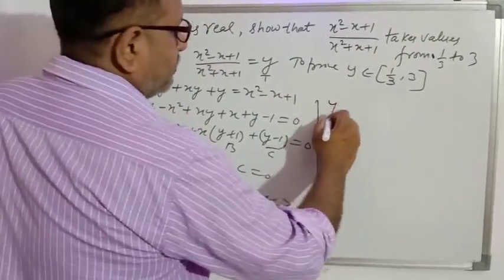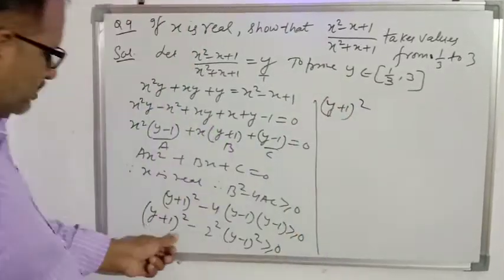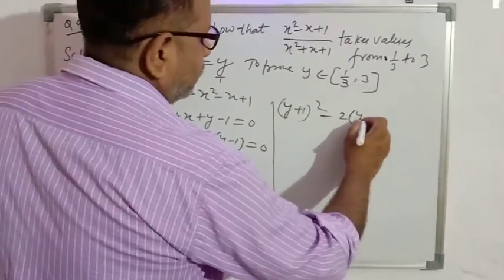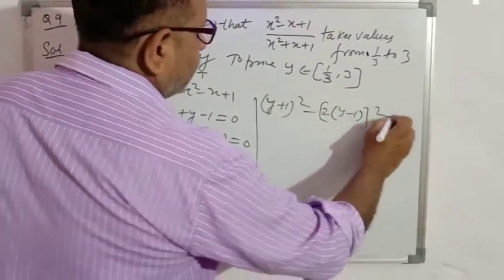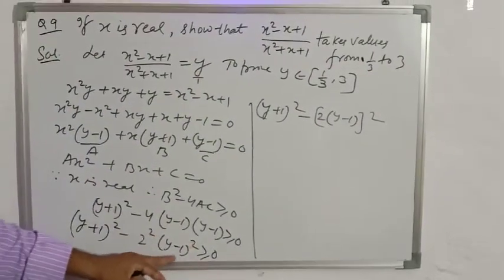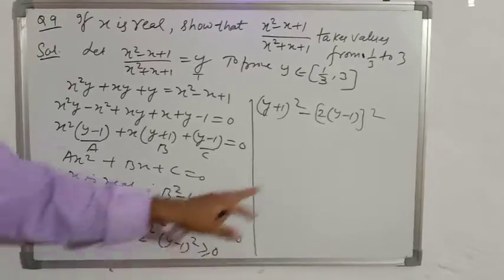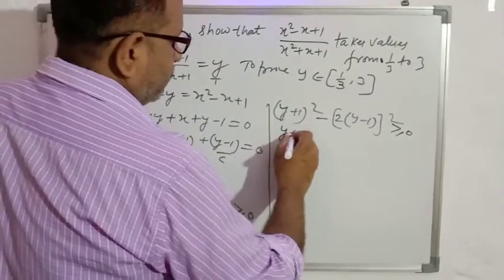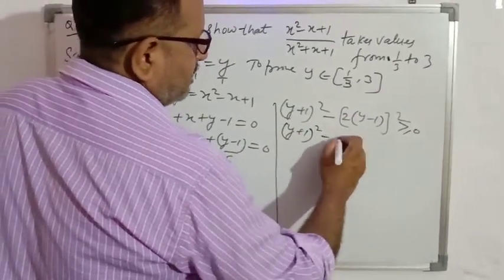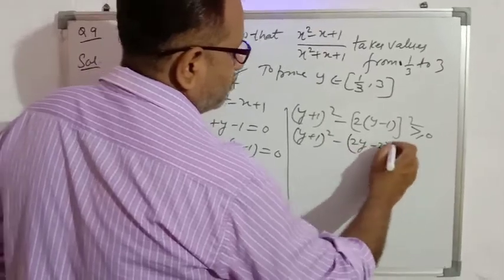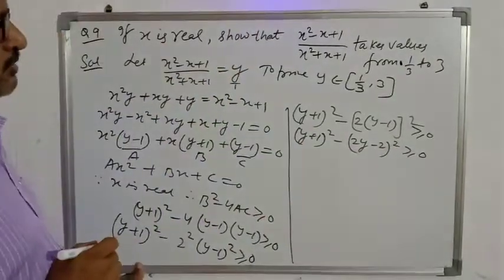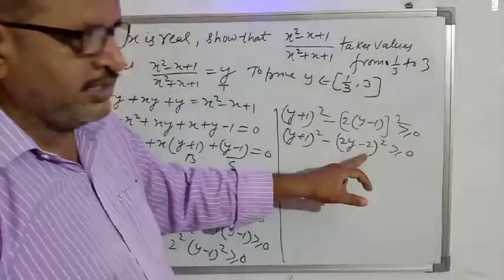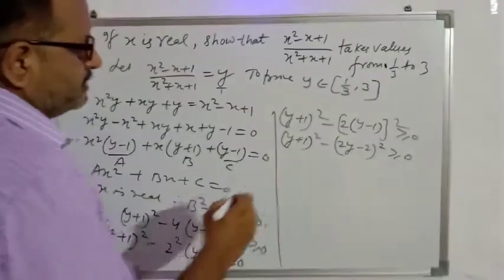y plus 1 whole square minus, we can write it in the bracket, 2 into y minus 1 whole square. 2 square is there, y minus 1 whole square. So take it together, 2 into y minus 1 whole square greater or equal to 0. Y plus 1 whole square minus 2y minus 2 whole square greater or equal to 0. So it is in the form of a square minus b square. So we can apply the identity, in one bracket a plus b, in other bracket a minus b.